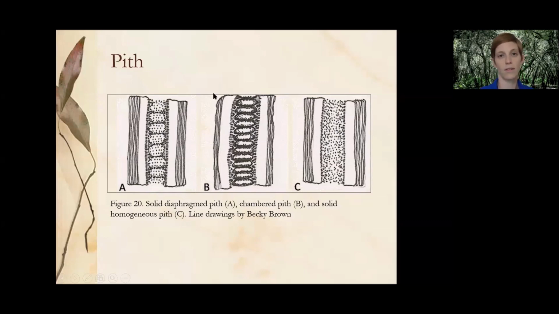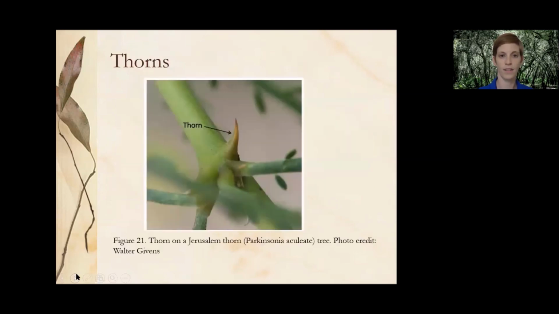So keys, when you're keying out certain tree species, will say it has a diaphragm pith or a chambered pith. And so if you have access to look at that, it can be helpful. And then just noting presence or absence of thorns. This is similar to the lenticels, but can be helpful in identifying and narrowing down the tree species that you're looking at. Most trees do not have thorns, so if you find one that does, you're going to narrow down your options.